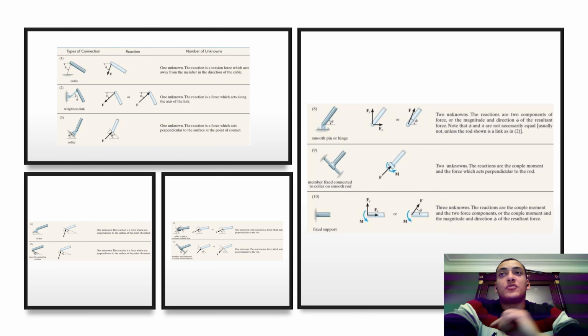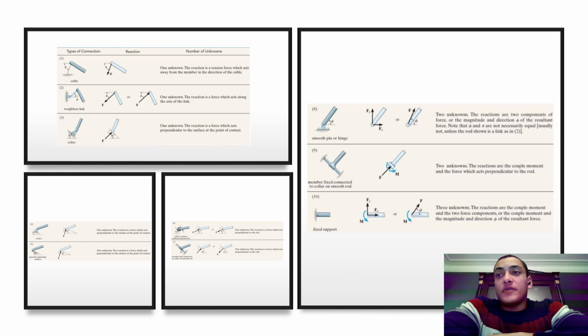So we have 10 types of connections. The first one is a cable, and it has one unknown. The reaction is a tension force which acts away from the member in the direction of the cable. Number 2 is a weightless link. One unknown. The reaction is a force which acts along the axis of the link. Number 3 is a roller, which has one unknown. The reaction is a force which acts perpendicular to the surface at the point of contact.